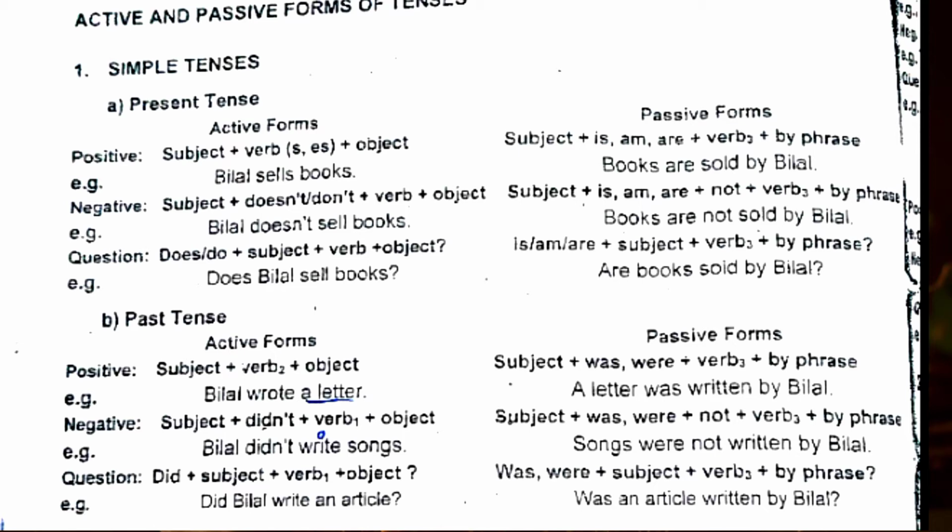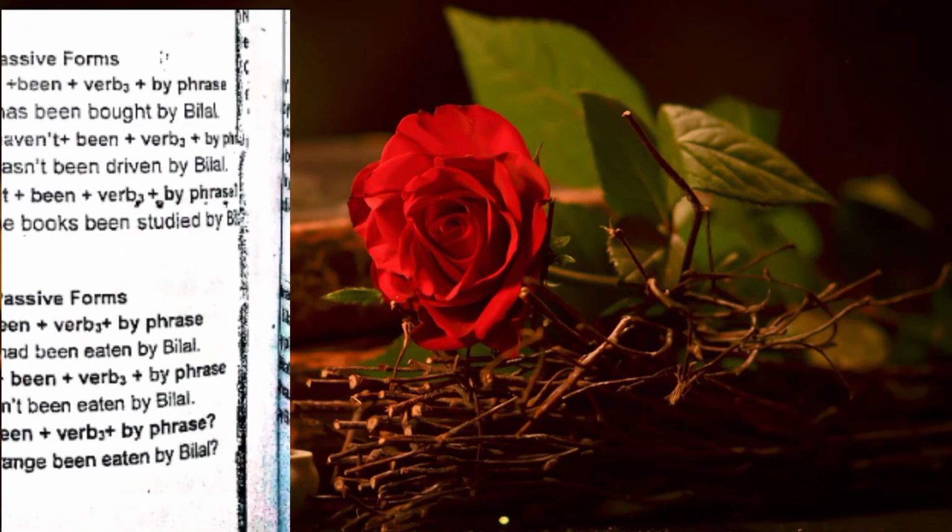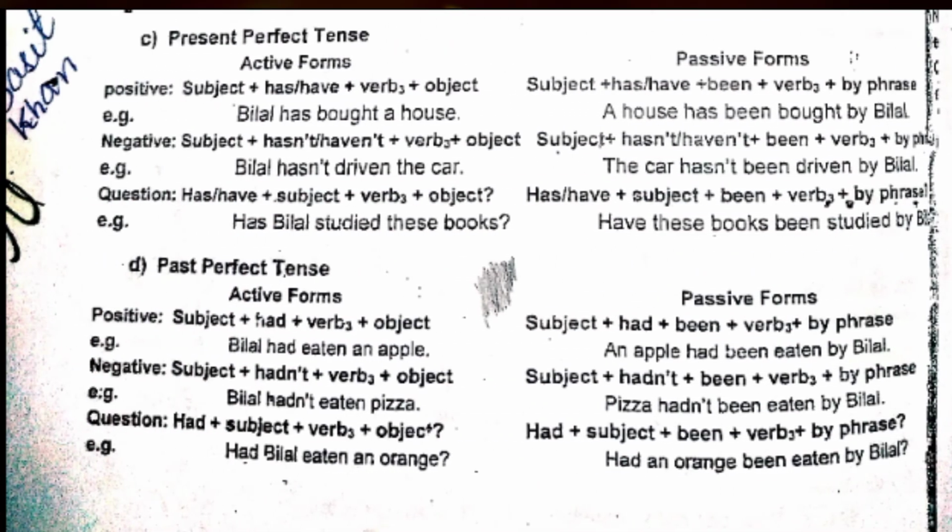Question sentences in past tense. Did Bilal write an article? Passive: was an article written by Bilal? Then we have another tense, the present perfect tense. Positive example is Bilal has bought a house. Passive is a house has been bought by Bilal.